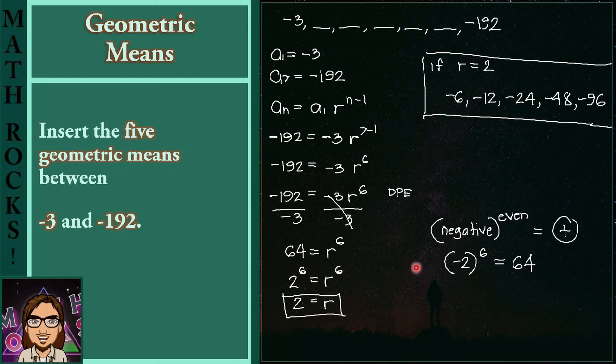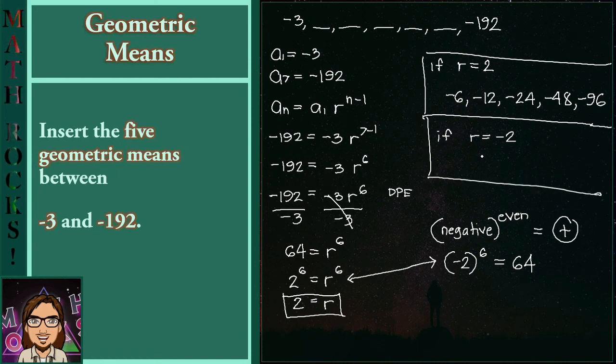Because negative 2 being raised to the power of 6 is basically the same as r raised to 6. If we ignore the common exponents of 6, then your r corresponds to negative 2. So negative 2 is another possible value for our common ratio here, for which there will be another set of geometric means. That is when the negative 3, our first term, is multiplied by this common ratio of negative 2, it gives us the next number, positive 6.